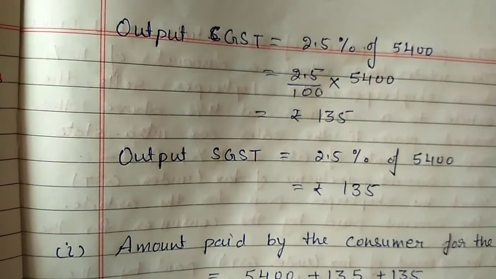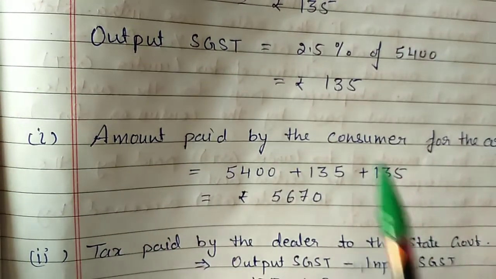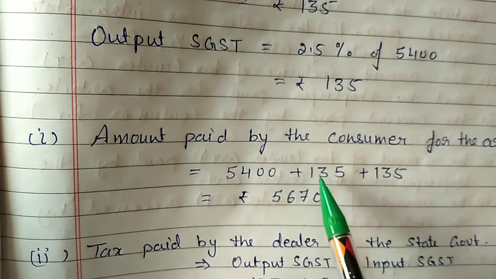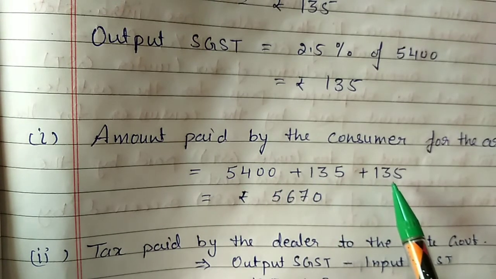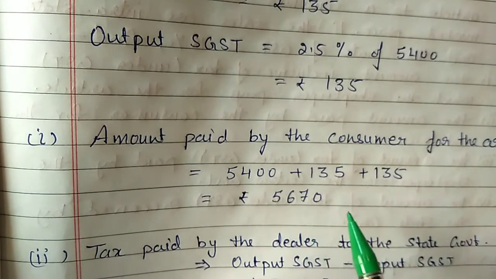Now first part, the amount paid by the consumer for the article. The consumer is paying 5,400 rupees as CP, along with that 135 rupees CGST and 135 rupees SGST. So total 5,670 rupees he will pay.